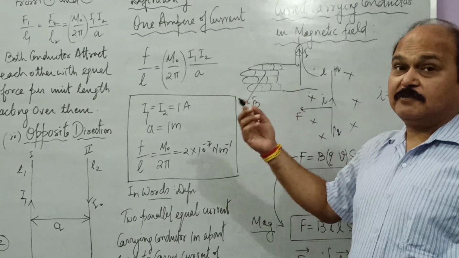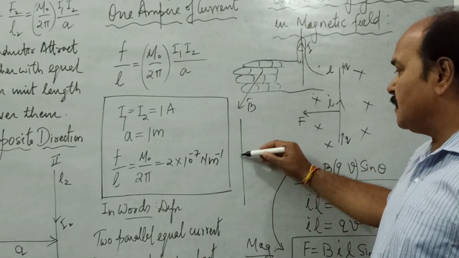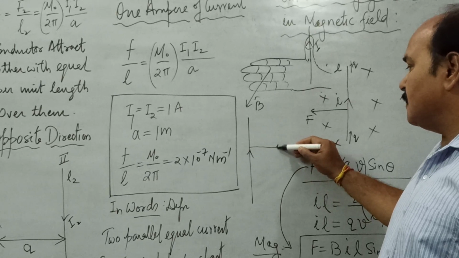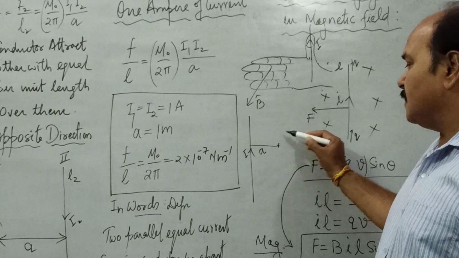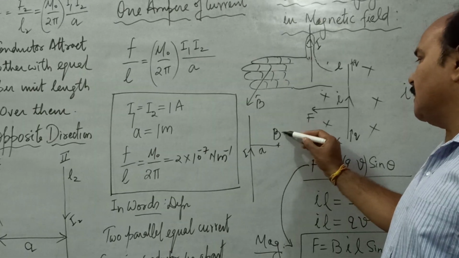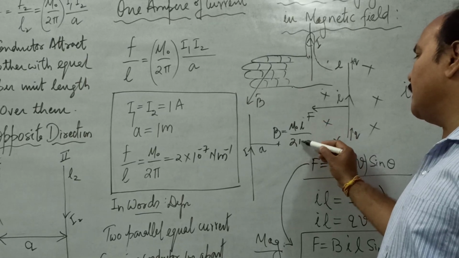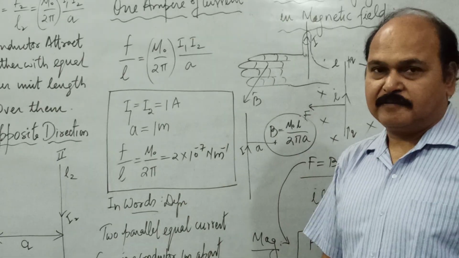The next result which we should know is what? Magnetic field due to long and straight current carrying conductor at any point close to it. So this is point P at a distance R from this current carrying conductor. What is magnetic field due to long straight current carrying conductor? It is mu naught I upon 2 pi R. This is magnetic field due to long straight current carrying conductor.